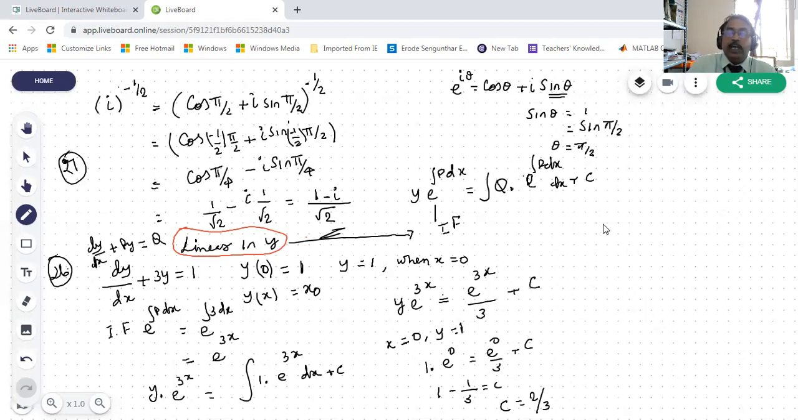So what is the answer? Y e power 3x is equal to e power 3x by 3 plus 2 by 3. Right? So y is equal to 1 by 3 plus 2 by 3 into e power minus 3x.